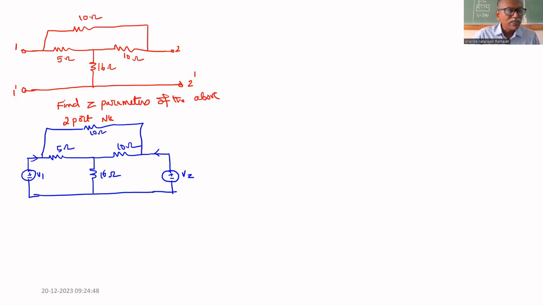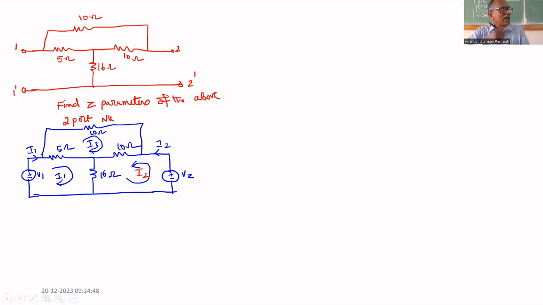What is the direction of current here? This is I1. This is I2. Let us assume that the loop current here is I1, here the loop current is I3, and here the loop current is I2.